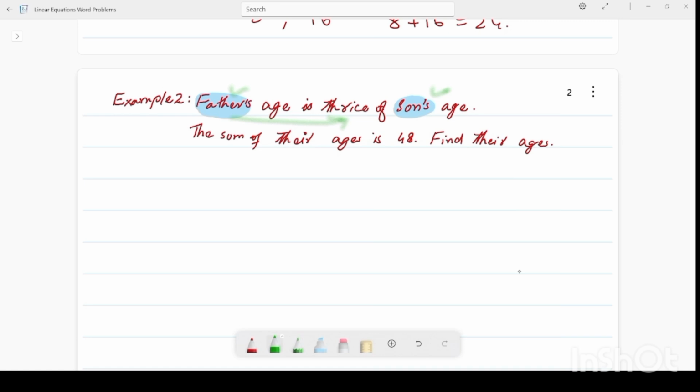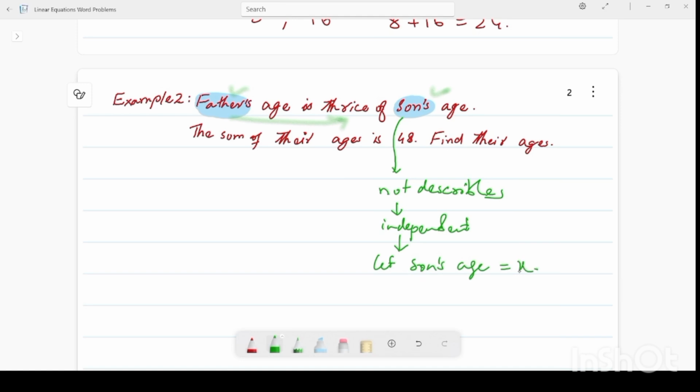But what about son's age? Son's age is not described, and in the next sentence it is also not described. So whenever son's age is not described, we'll be assuming that it is independent. So whenever it is independent, we'll assume that let son's age be x. Now when we have assumed it, the father's age can be found, because this says father's age is 3 times son's age.